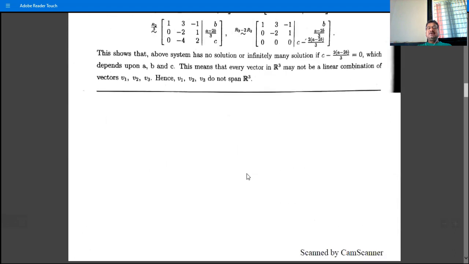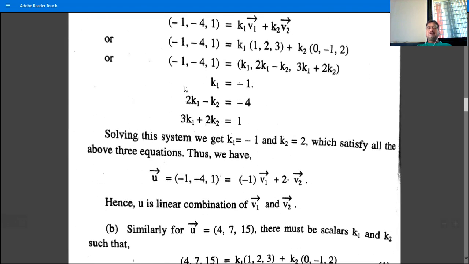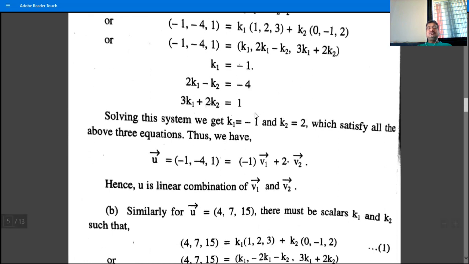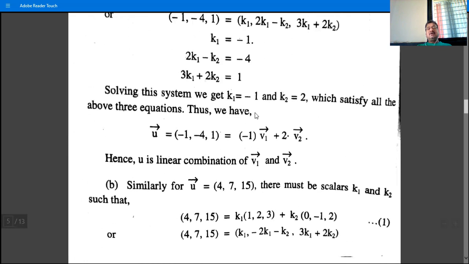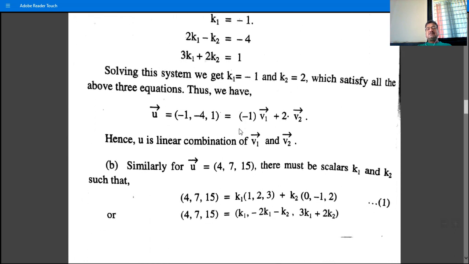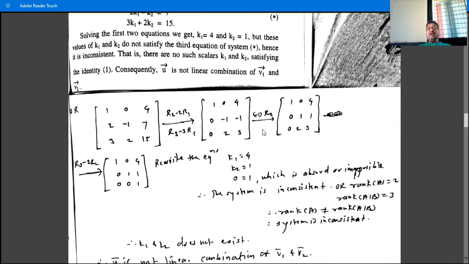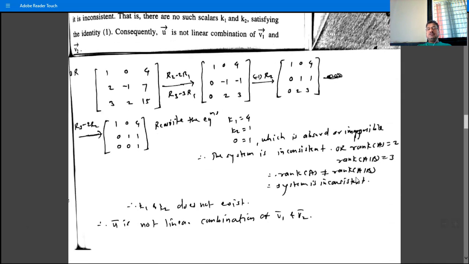Instead of this, in every problem, if you have to solve the system, just use the Gauss elimination method. What is the Gauss elimination method? Form the augmented matrix and reduce the matrix to echelon form. Write the rank of A and the rank of AB. If both are equal, then we say the system is consistent. Then from the echelon form, we rewrite the equations and find the values of the unknowns.